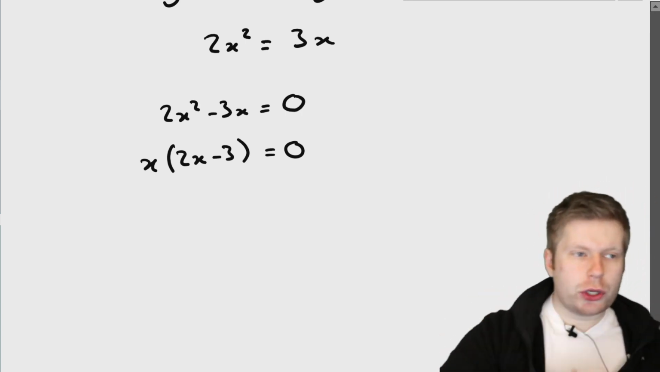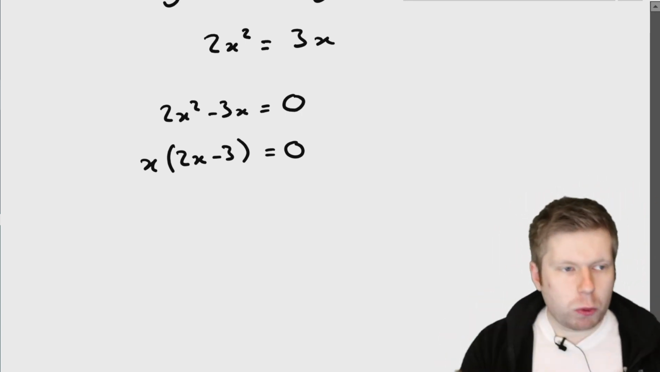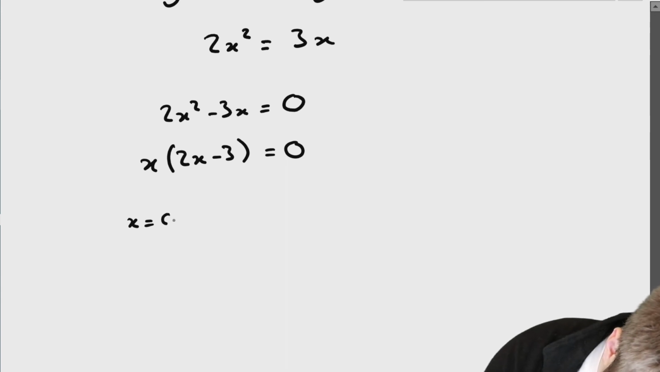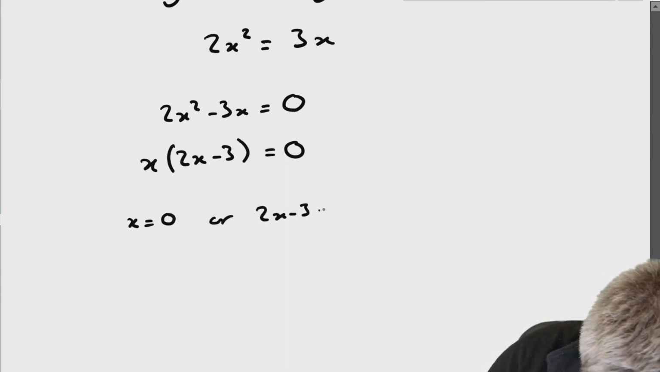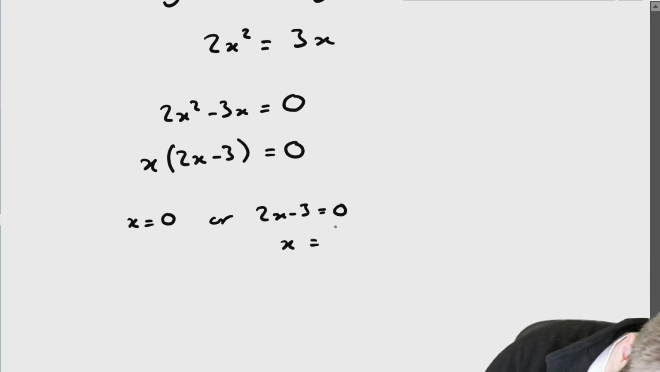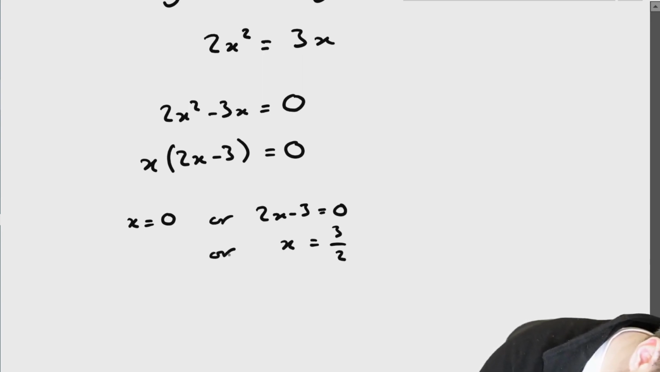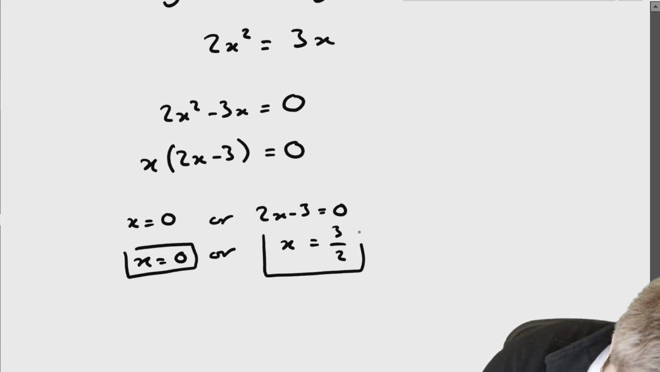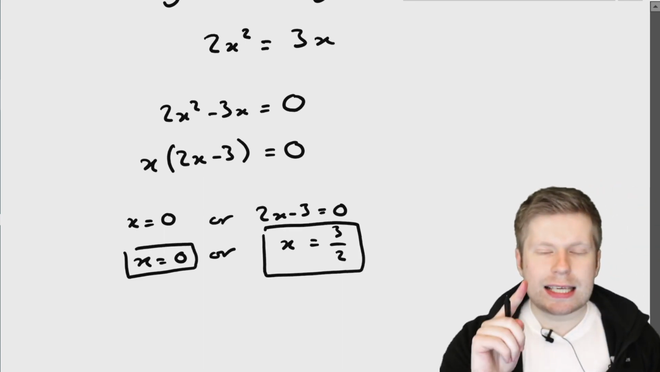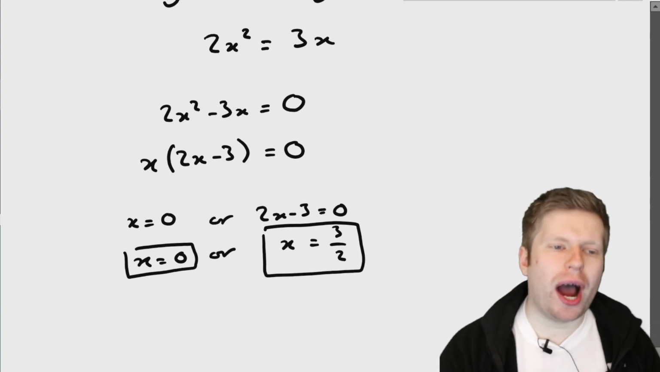Well, I've got two things being multiplied together that equal 0. That means that either x equals 0 or 2x minus 3 equals 0. And there we go, that's my x equals 3 over 2 on the right-hand side. So basically, my two solutions are x equals 0 or x equals 3 over 2. Except they're not, and here's why.